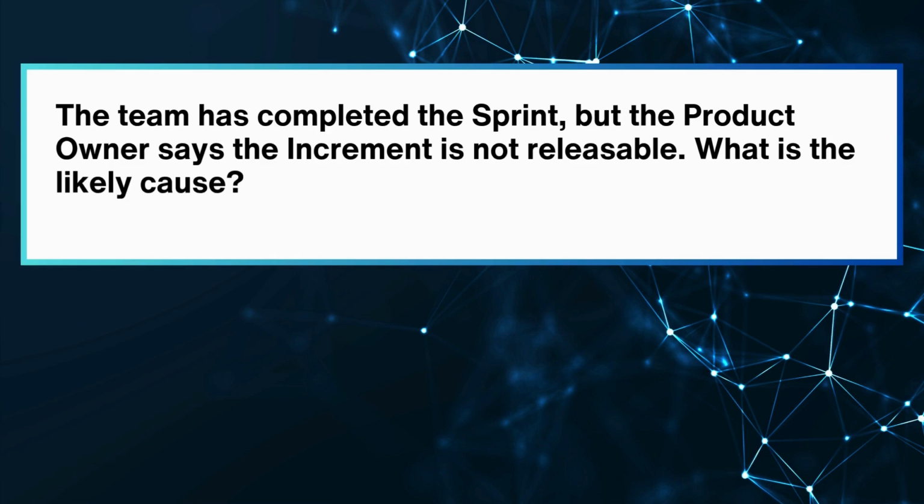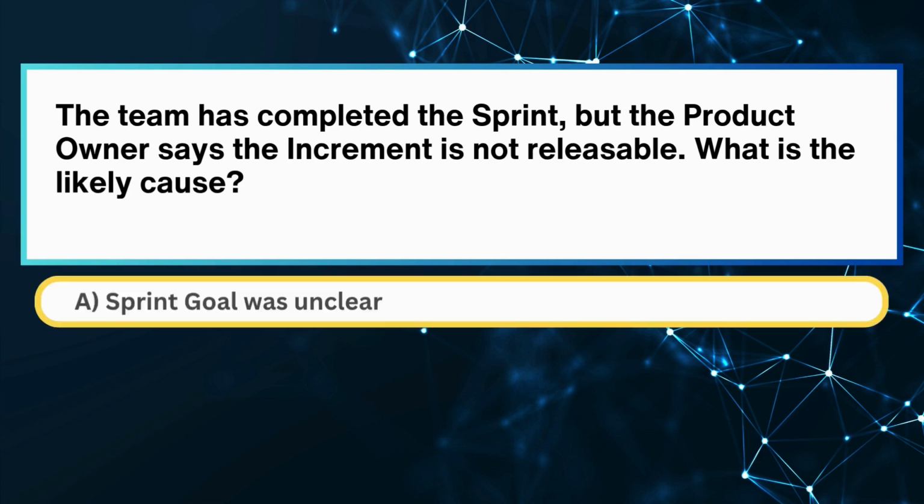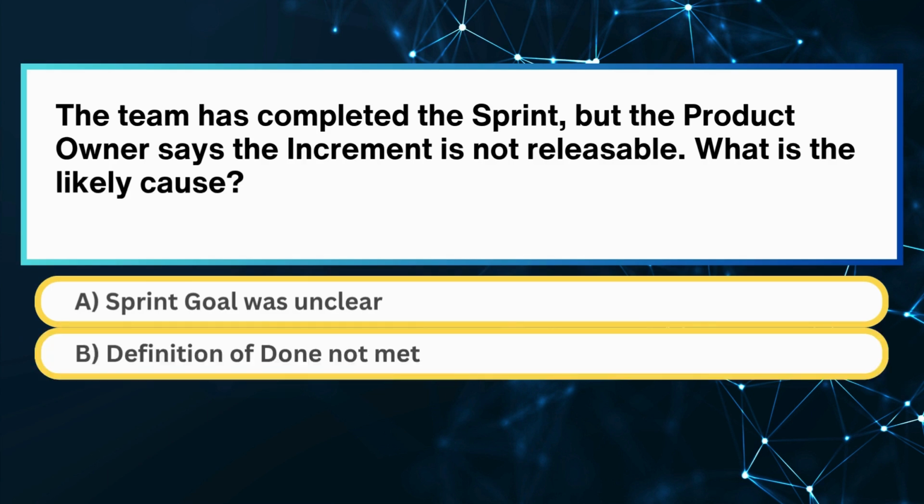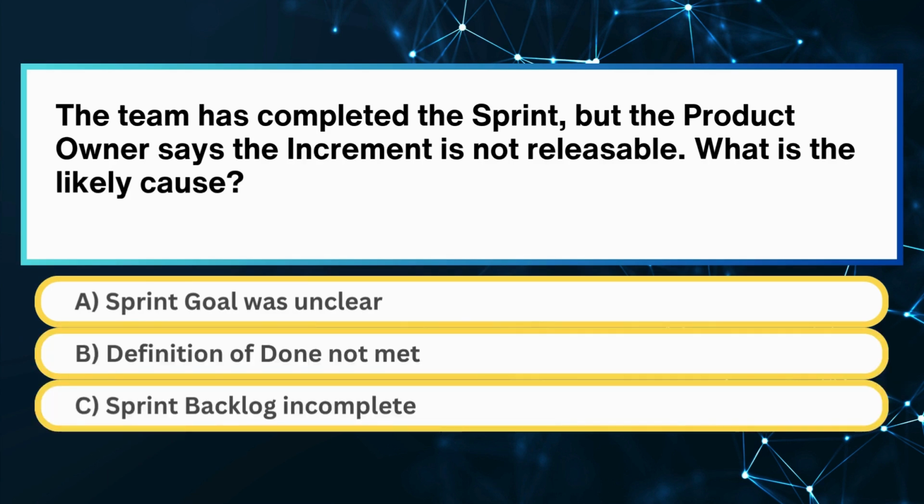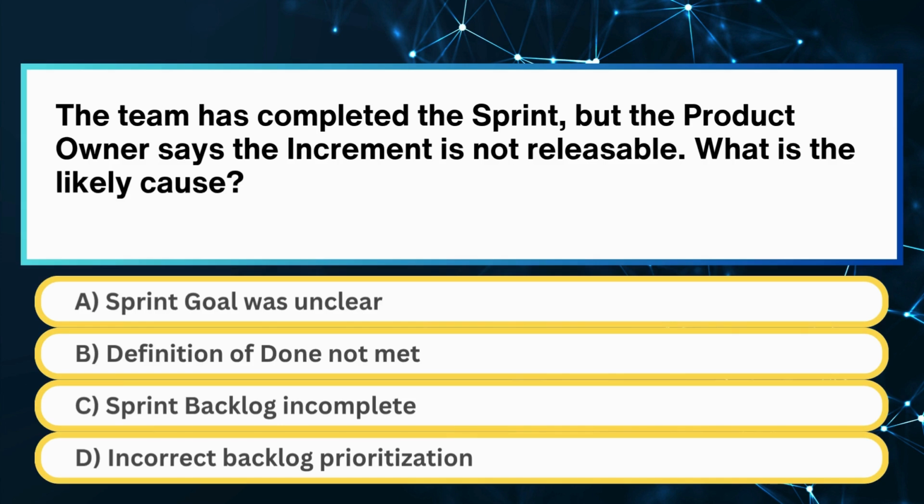The team has completed the sprint, but the product owner says the increment is not releasable. What is the likely cause? Is it A. Sprint goal was unclear. B. Definition of done not met. C. Sprint backlog incomplete. Or D. Incorrect backlog prioritization.